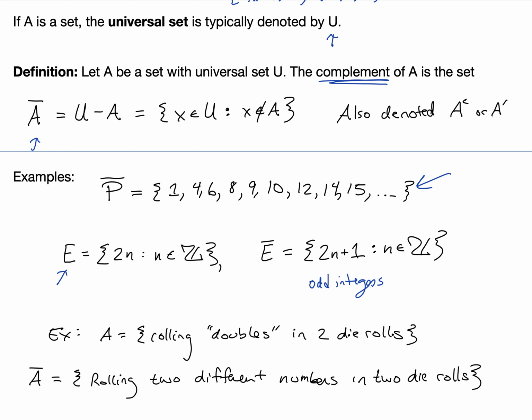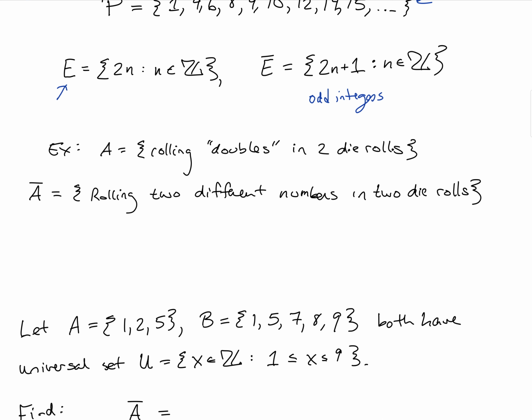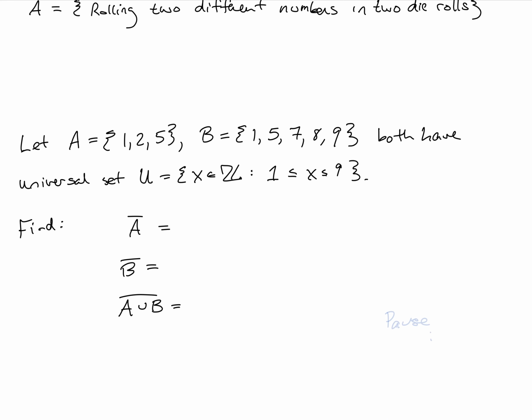We can certainly think about complements of things that are not necessarily numbers. If A is all the different ways that we could roll doubles in two die rolls, to roll 2 1s or 2 2s or 2 3s or whatever, then A complement would be all the ways that we could roll two different numbers in two die rolls. In the examples above, there was a natural or assumed universal set. Sometimes the universal set is specifically defined. So here's an example like that.